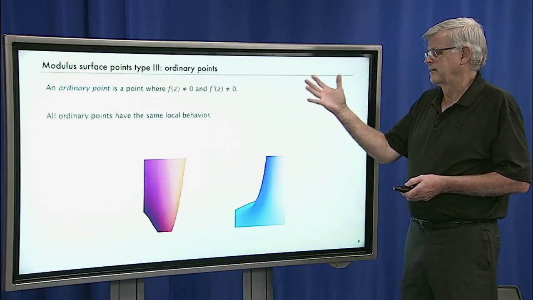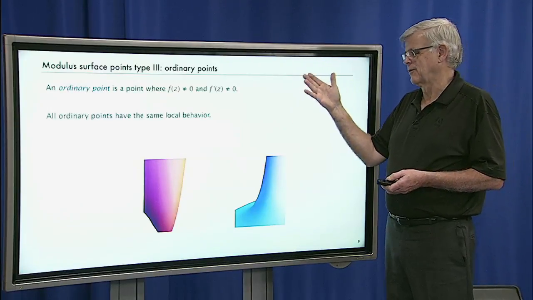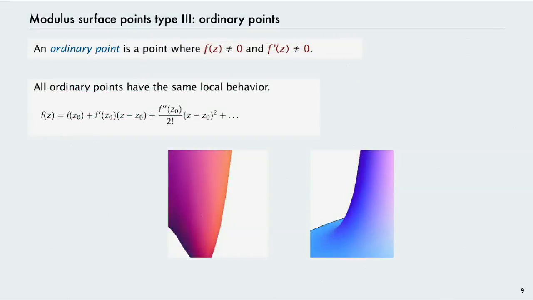But now there's the two other types of points. First one is ordinary points. That's a point where the function's not 0 and the derivative's not 0, so neither one of them is 0. That's just places where the function is smooth. And again, all ordinary points have the same local behavior. If you look at the expansion as z approaches z0 around any point z0, then what's going to dominate is just the constant, the f of z0. The rest of the terms will go away as we get closer and closer to z0. It's just an indication that it's smooth.